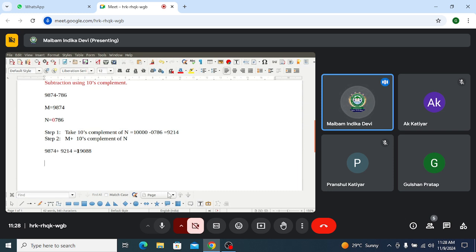Within this number, you have to check whether there is an end carry or not. Is there any end carry? Yes, ma'am. Here 1 is carried, so that is the end carry. Since this is using tens complement, what does it say? If there is an end carry, just discard it. So we'll discard this, and the answer will be 9088.